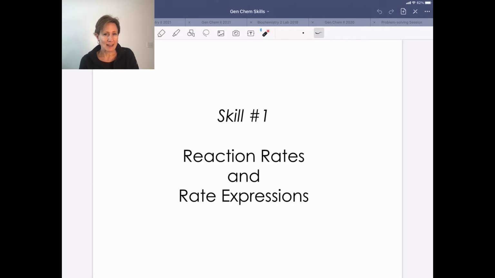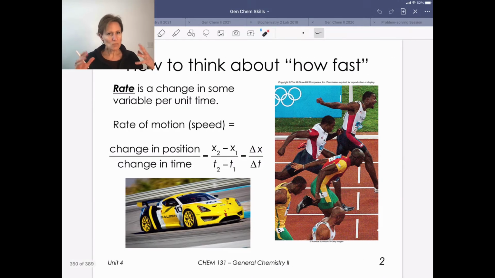doing problems in class. So 4 skills that we're going to have over 4 lecture periods to introduce this concept of kinetics. So the first skill that we talk about is reaction rates and rate expressions. So this is the first time we've talked about how fast reactions are.